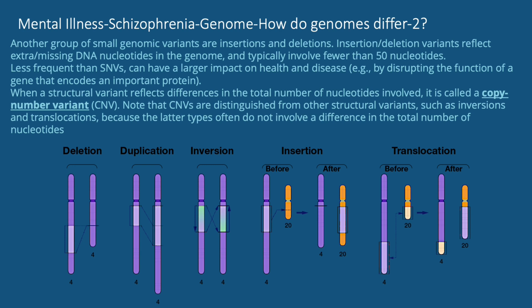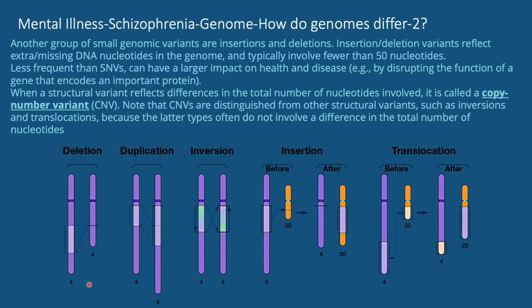There is another group of small genetic variants that are important, and these are called insertions and deletions. And you can see them here in the left part of the cartoon at the bottom of the slide. Now, insertion and deletion variants reflect extra or missing DNA nucleotides in the genome. They involve fewer than 50 nucleotides.